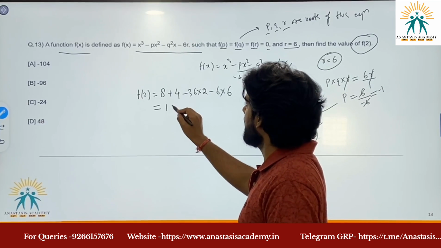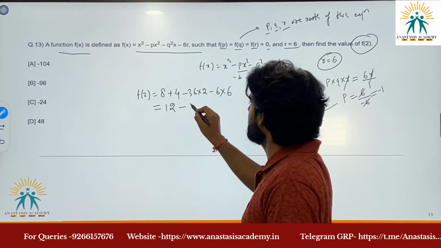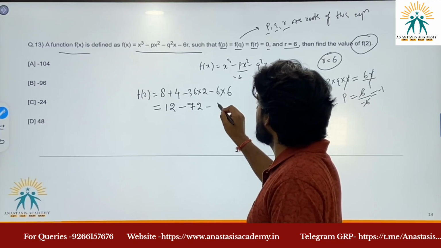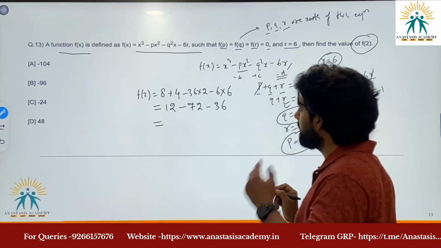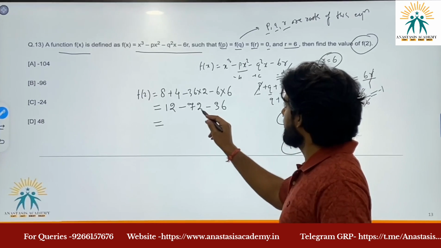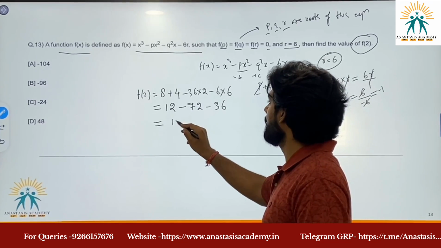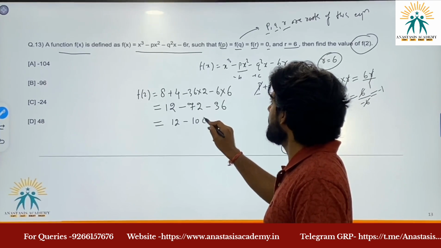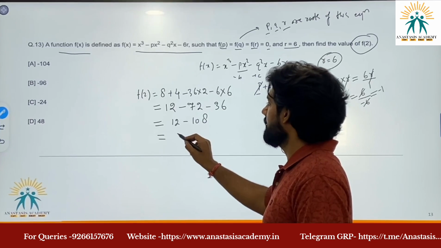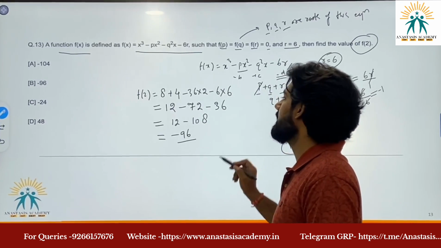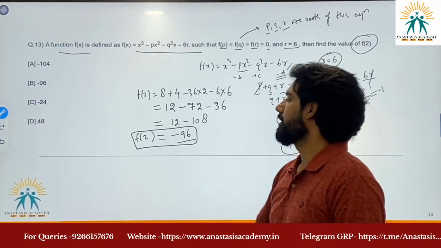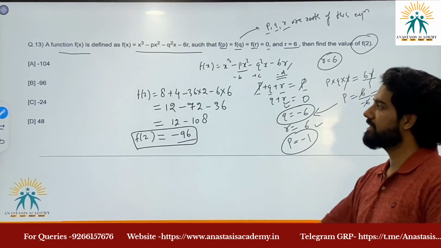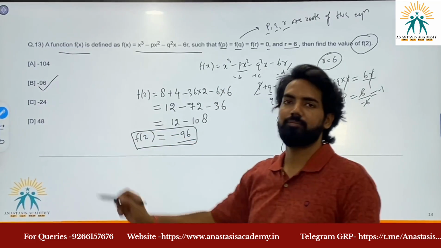So how much is this? 8 and 4 is 12, this is minus 72 and this is minus 36. So this is 108, so 12 minus 108, it becomes minus 96. So f(2) is minus 96. So the correct answer to this question is option B, minus 96.